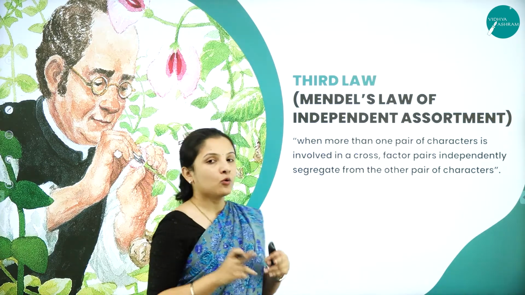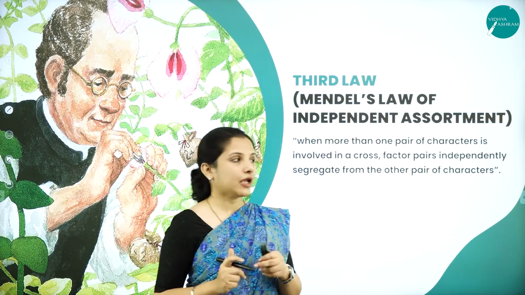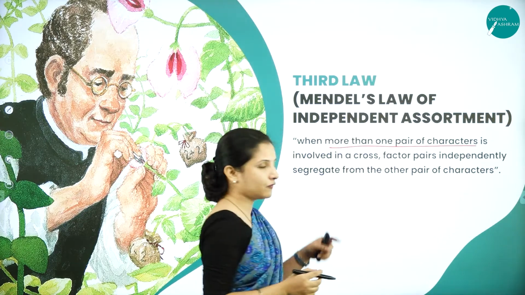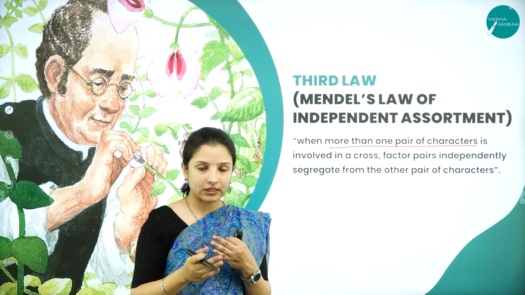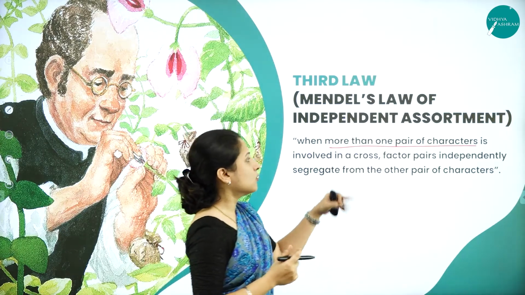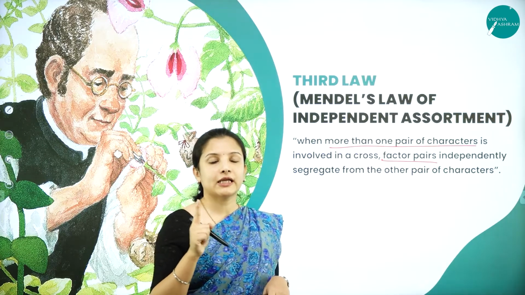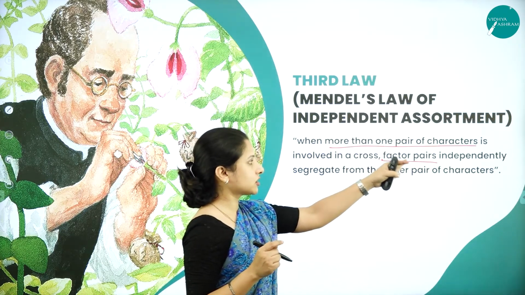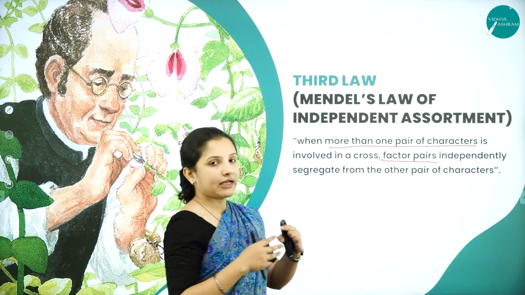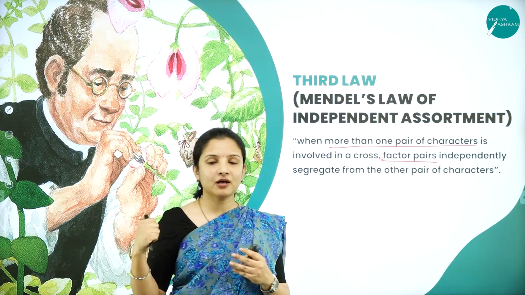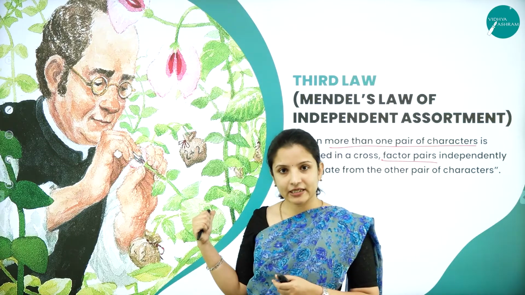It states that when more than one pair of characters is involved in a cross or in cross-pollination, what happens? The factors. So what are the factors according to Mendel? They are the genes. So the factors or the genes, they independently segregate and express themselves in the progeny. So here they have independently segregated, right?